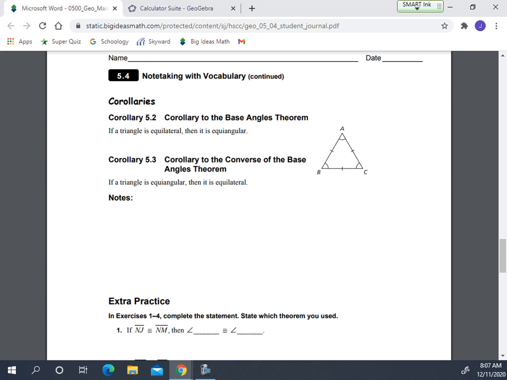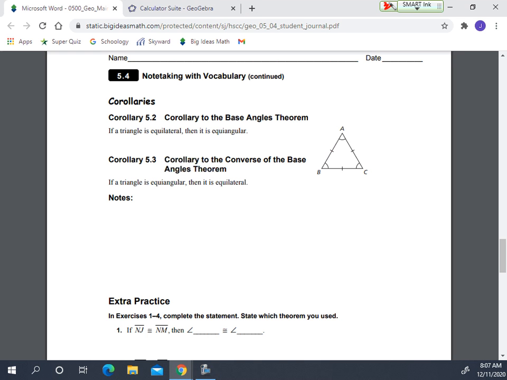Some corollaries that we'll be working with today is the corollary to the base angles theorem. If a triangle is equilateral, then it is also equiangular. Okay, so know that if all three sides are congruent, then all three angles will be congruent.